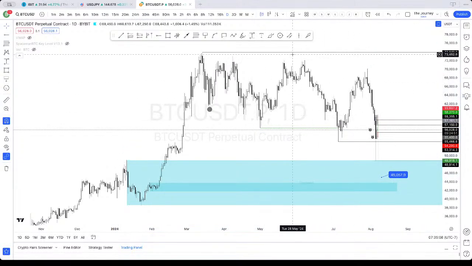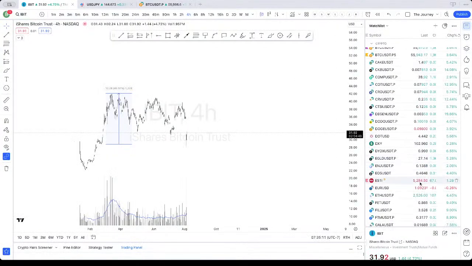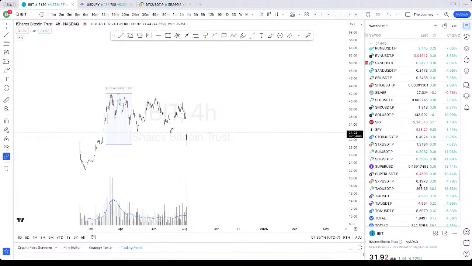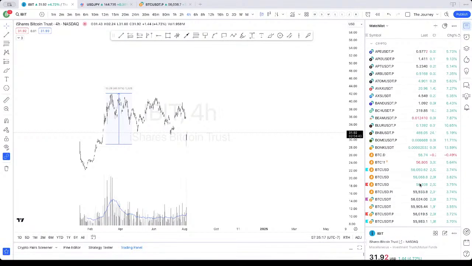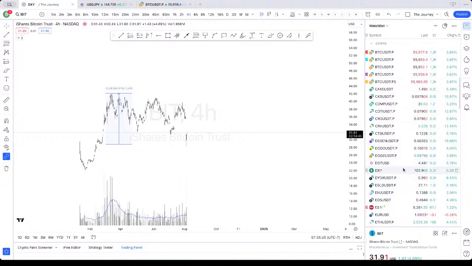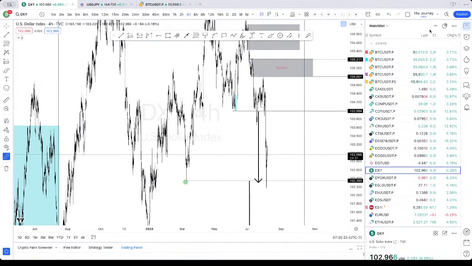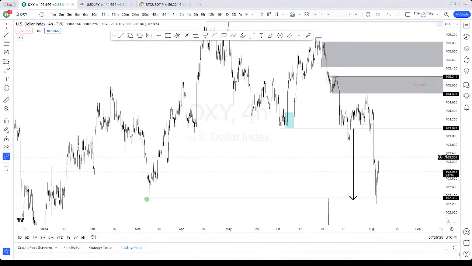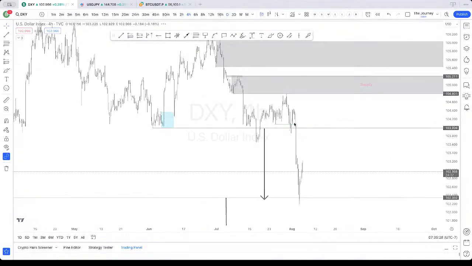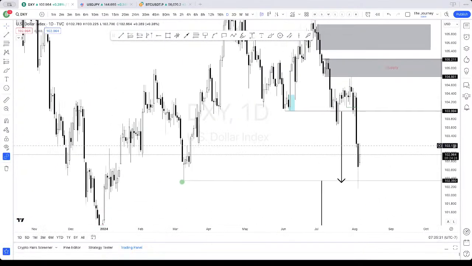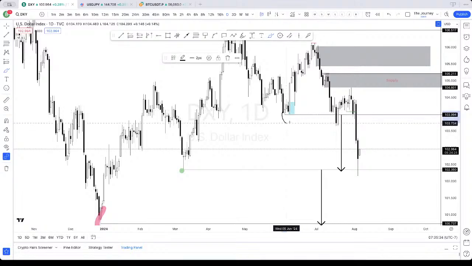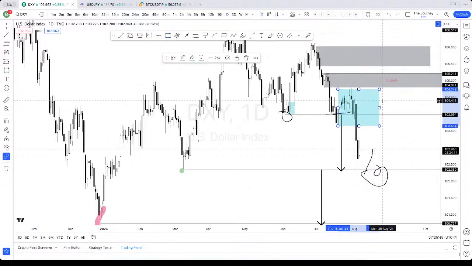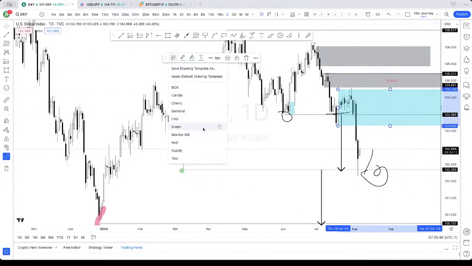Haven't looked at the DXY in a while. We'll go look at the DXY. Why not, right? And then we're going to get back into BTC, and we're probably going to put a whole lot more ideas on that chart. DXY. All right. Is it doing what it was supposed to be doing? Yes, it is doing exactly what it was supposed to be doing. We lost this low. We went to the next low. We have not lost this low. So quite likely we could see a march back up into the next supply range.